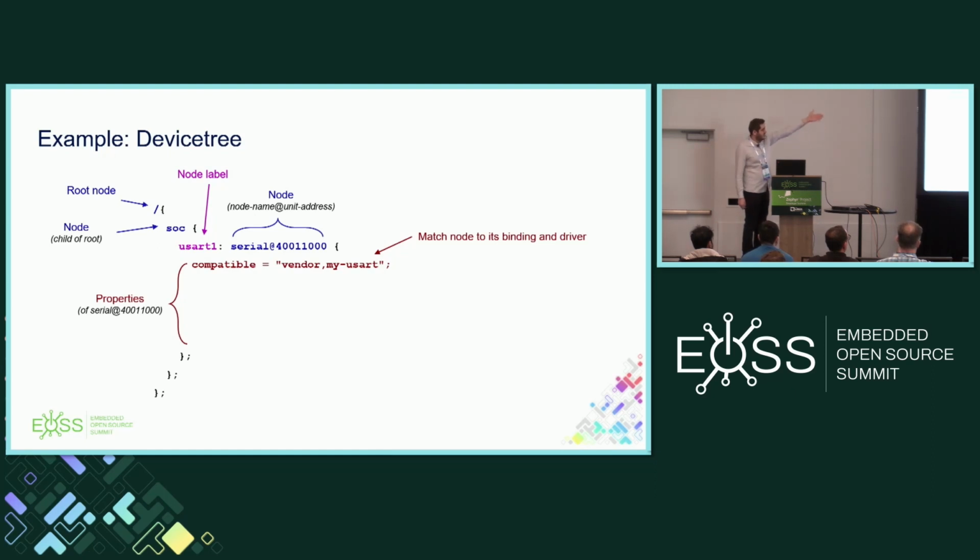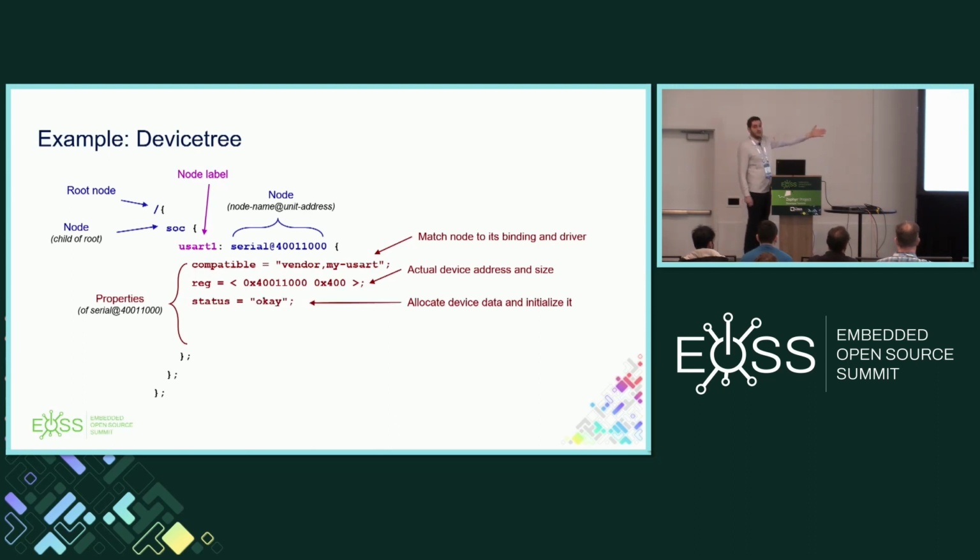So the properties of this node are compatible. The compatible has a format: vendor, comma, whatever the name of the driver that's going to handle it. So here, my UART, for example. The reg property has the base address and the size. By the way, the base address here should be the same as the unit address in the name of the node. In the old days it was possible to just use random values. Nowadays it's being verified, and it should be the same. If not, you're going to have an error.